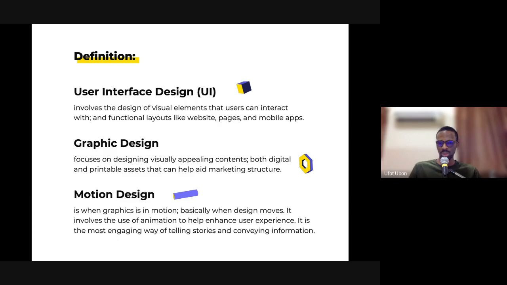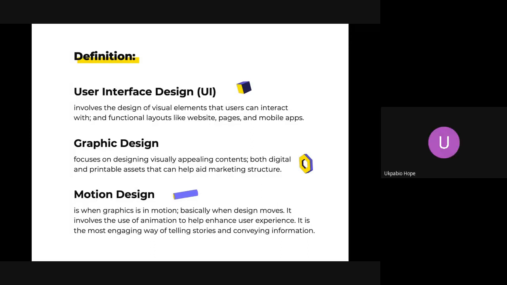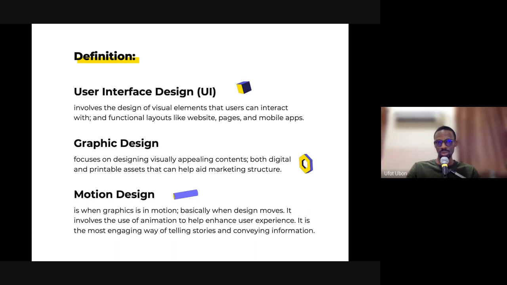It's one of the best ways to convey information because, with the rate of technology and the things we have currently, a lot of people like video content compared to, quote unquote, rigid pictures. So these are basically the definitions for these three terms.